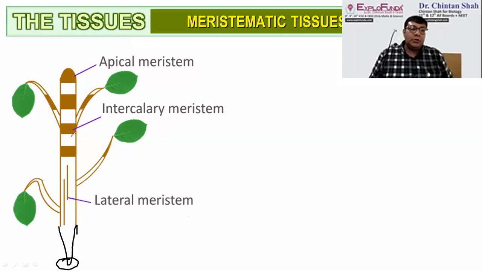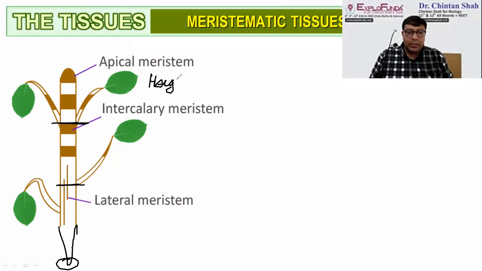Intercalary meristematic tissue, where is it present? Do you know about the node? In between the two nodes, this intercalary meristematic tissue is present. What do you mean by that? It means in between the two nodes, in the internode, intercalary meristematic tissue is present. This too will increase the height. The apical meristematic tissue as well as this intercalary meristematic tissue will increase the height of the plant.